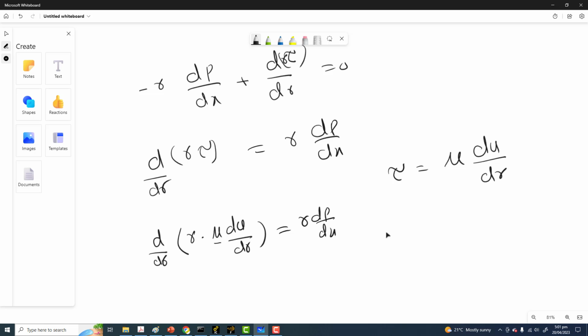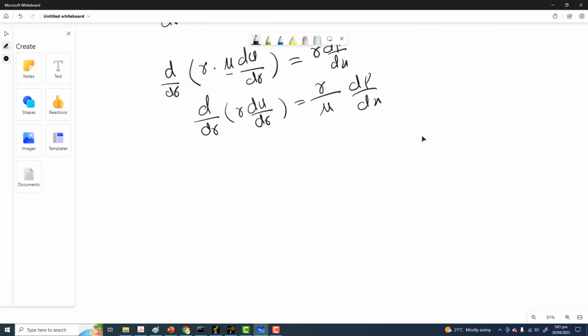And since this μ is constant, I take it out and move it to the right side. So this will be d/dr (r du/dr) = (r/μ) dp/dx. Now we can integrate this equation, so the derivative will be removed. So we have r du/dr = r²/(2μ) dp/dx + c1.